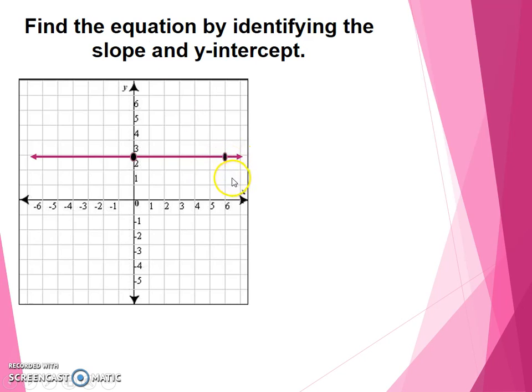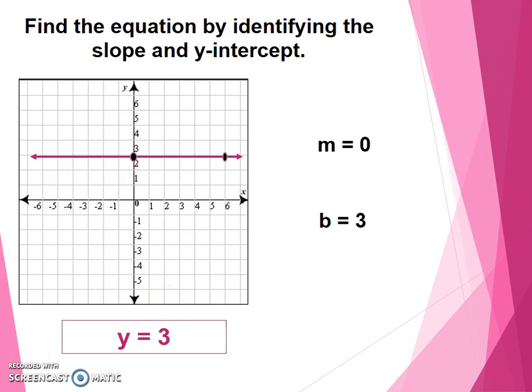Now I could pick a second point, right? And I could calculate it by saying my rise would be 0, my run would be 6. 0 divided by 6 is still just a slope of 0. So slope of 0, y-intercept we said was 3. And so when we imagine plugging that into our equation, y equals 0x plus 3, doesn't matter what x is, 0 times anything is 0, so that entire term falls away, and we're left with the equation y equals 3.